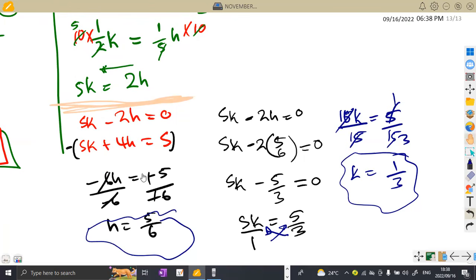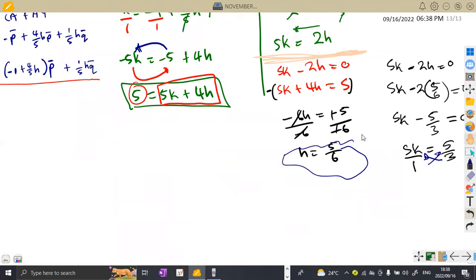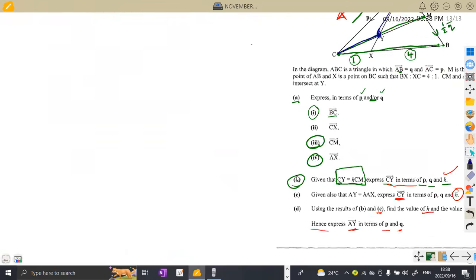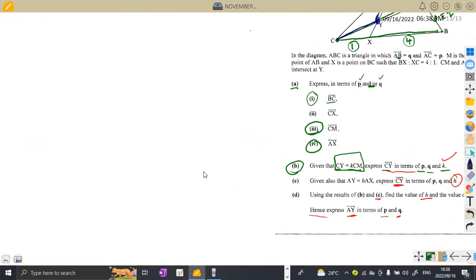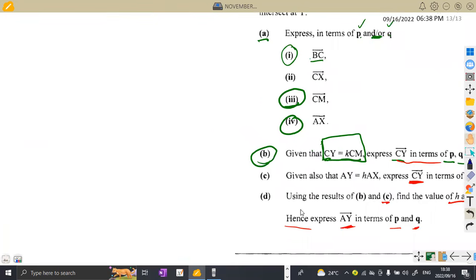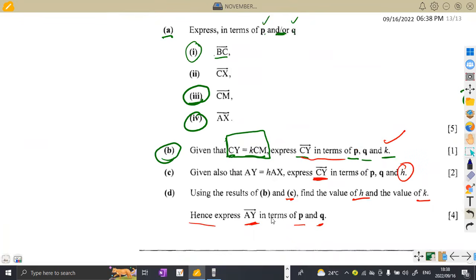But remember, that was not the only thing that we are given. The other part of the question was now asking us to simplify or to have AY in terms of p and q. This is what we are now given here if you cross-check properly. AY in terms of what? In terms of P and Q.